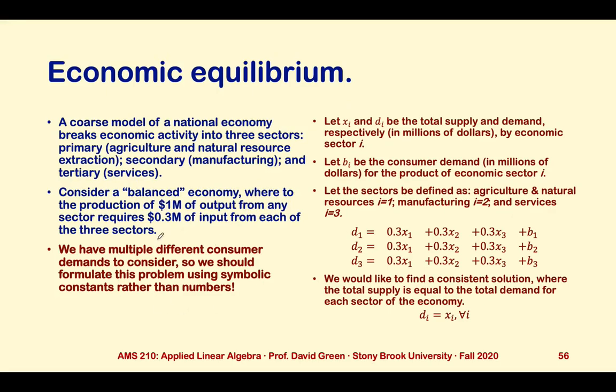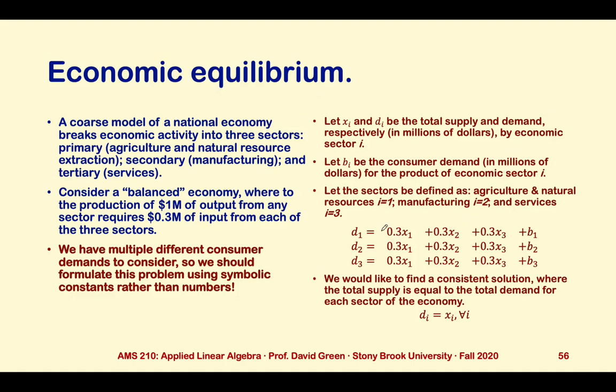The formulation for this is using symbolic constants for our demands. We've walked through this kind of problem a number of times, but I'll do so again just briefly. We can have a general form. We let xi and di be the total supply and total demand of each economic sector, i, so 1 for primary, 2 for secondary, and 3 for tertiary. And in this case, we'll also let bi be the consumer demand for each of those sectors.